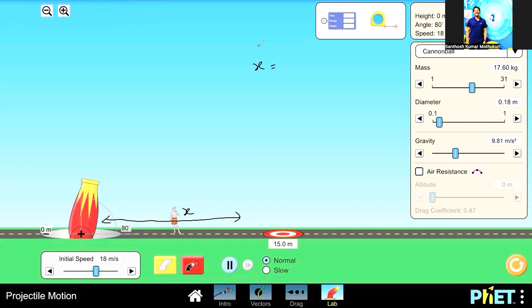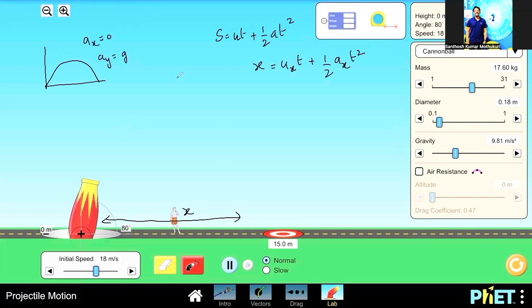If we take x with the formula s is equal to ut plus 1 by 2 at squared, we write x is equal to uxt plus 1 by 2 axt squared. But in the oblique projection, there is no acceleration along the x direction. The acceleration is along only the y direction, which is acceleration due to gravity. This is an important point. So obviously, the second part of this equation would become zero, and ux, meaning the horizontal component of velocity, is u cos theta times t.